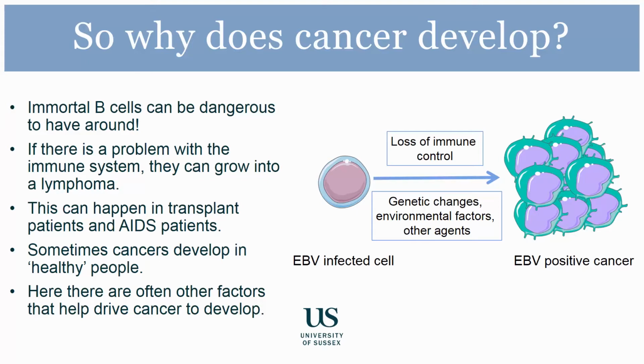However, not all EBV-associated cancers happen because of problems with the immune system. Sometimes they develop in what appear to be healthy people. And this is where we come back to the other factors. So I talked to you about Burkitt's lymphoma and us knowing that malaria is a cofactor. But in other cancers, there are often other factors that help to drive the cancer to develop. So this can be genetic changes, environmental factors, or other agents. And for some of these cancers, we have a good idea of what they are. For others, we don't know what they are, and we're still trying to understand that.